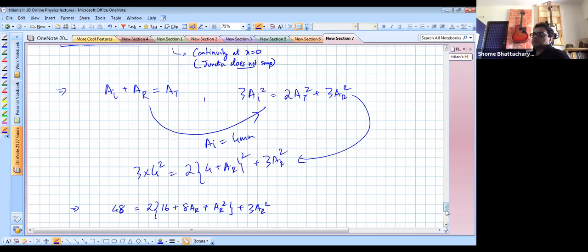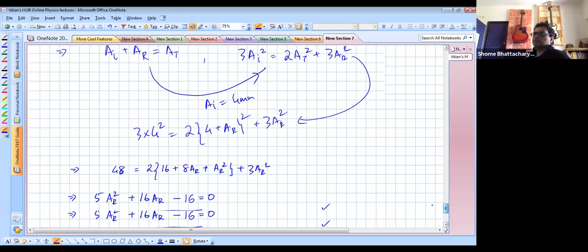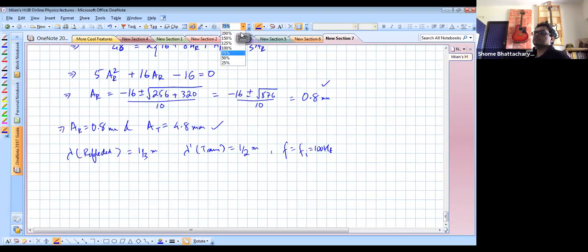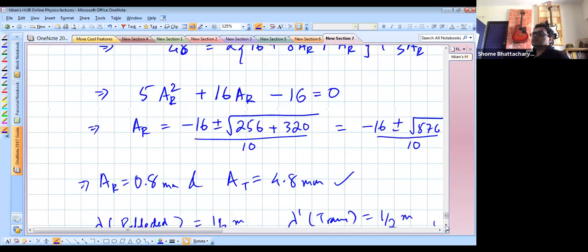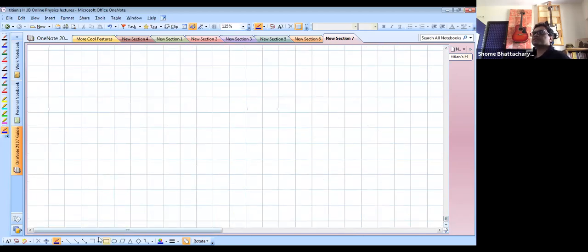Right. So that is this particularly tricky type of question, which is to do with reflection and transmission. Other than that, what is another application of reflection at a boundary? Continuous reflection at a boundary is the case of standing waves.